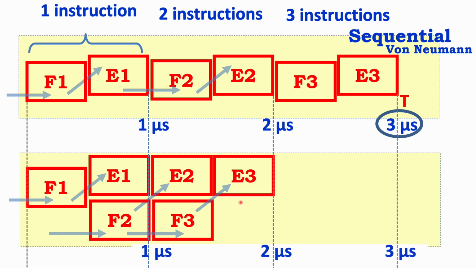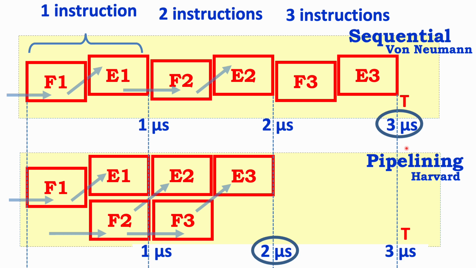Now you can observe the total time taken for all three instructions. Only 2 microseconds. Out of 3 microseconds total time for three operations, only 2 microseconds are taken. Almost 30% of the time is reduced in the Harvard memory architecture, so Harvard memory computers are much faster compared to the sequential operating computers called von Neumann computers. You can easily observe that it is called a parallel operation or pipelining Harvard architecture.